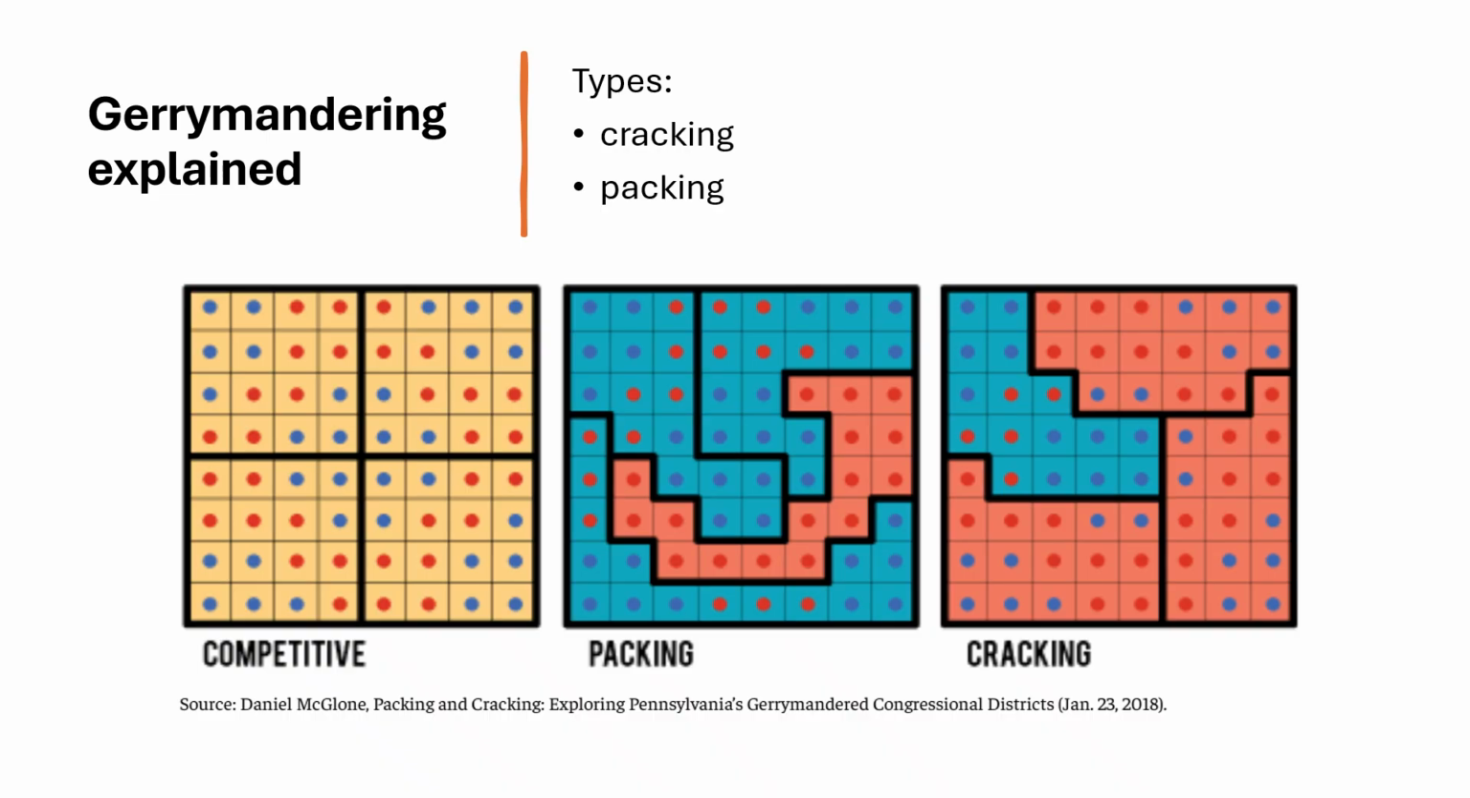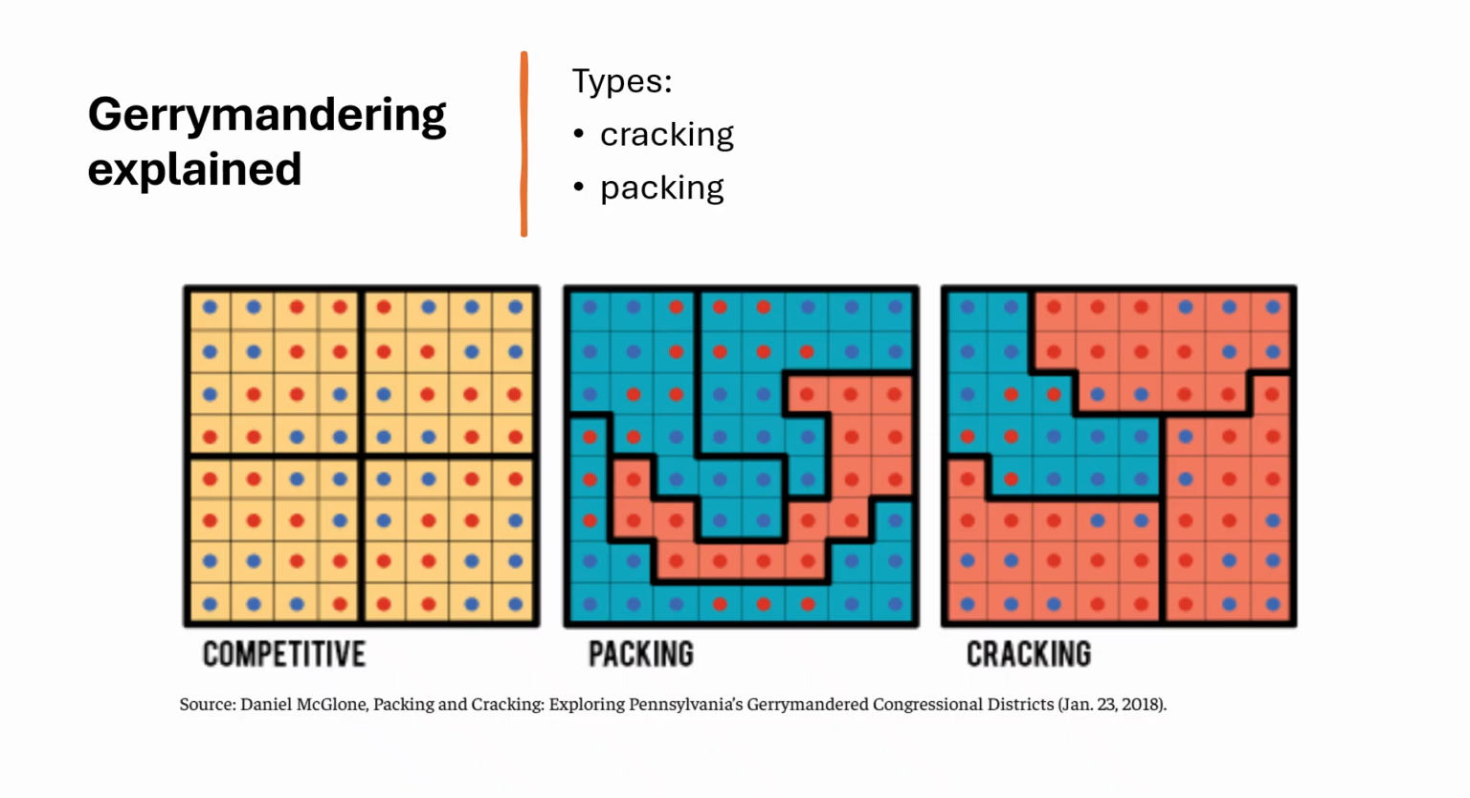Now let's explain gerrymandering. There are 2 types: cracking and packing. Gerrymandering is defined as drawing districts to favor one group over another group. You get two different types of gerrymandering. First, you have cracking, where you're taking a group and putting them into other groups so they have no voting power.